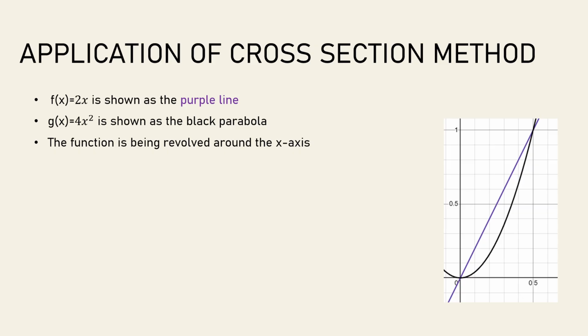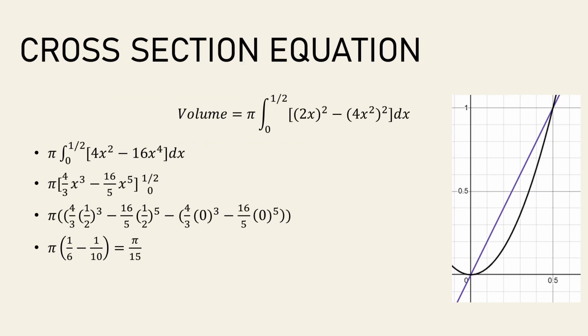And we are revolving around the x-axis. So the formula for our application of the cross-section, since ours ended up being the disk method basically, is that the volume is equal to pi times the integral for our function from 0 to 1/2, but in reality it's a to b, of big R of x squared minus small r of x squared.